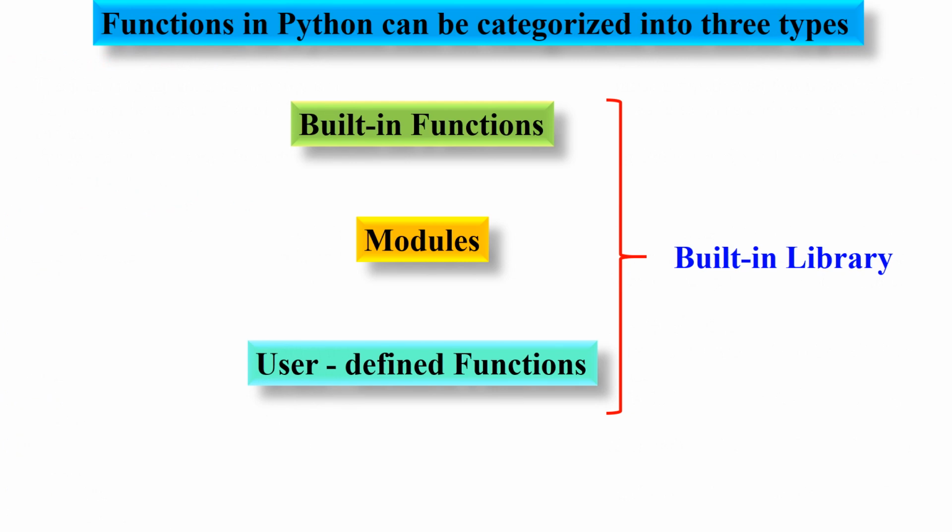Functions in Python can be categorized into three types: built-in functions, modules, and user-defined functions. The built-in library provides a wide range of functionalities that can be readily used in Python programs without requiring any additional installations or imports. It includes modules and functions for tasks such as mathematical operations, file handling, string manipulation, data structures, networking, and more.